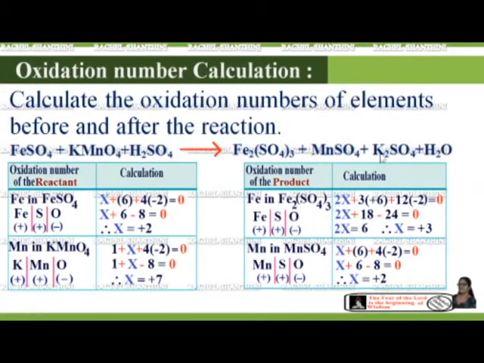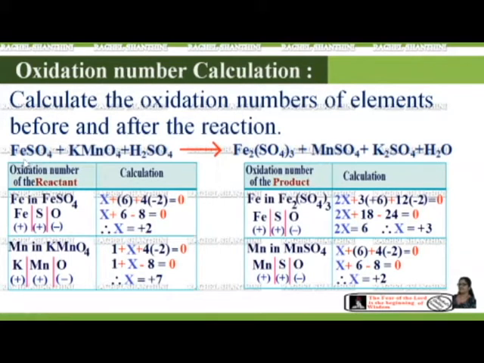Before balancing this redox reaction using oxidation number method, let us calculate the oxidation numbers of elements before and after the reaction. Since this reaction between ferrous sulfate and potassium permanganate takes place in the presence of acid medium, we have ferrous sulfate, potassium permanganate, and sulfuric acid on the reactant side. And we have ferric sulfate, manganese sulfate, potassium sulfate, and water on the product side.